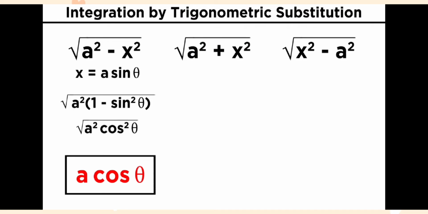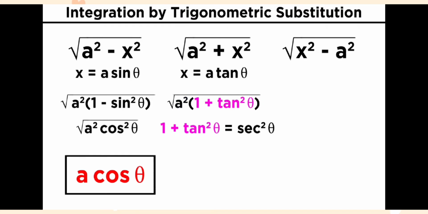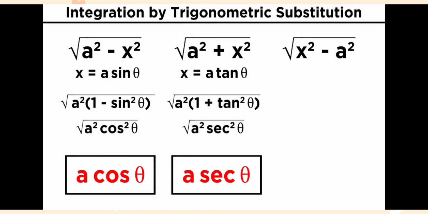For the square root a to the power of 2 plus x to the power of 2, the x will be a tangent theta. And then we substitute x, we get square root a to the power of 2 plus a to the power of 2 tangent to the power of 2 theta. And then we factorize, we use the Pythagorean identities, which is 1 plus tangent to the power of 2 theta will get secant to the power of 2 theta. And then we get a secant theta.